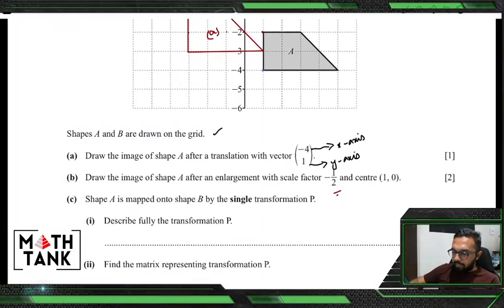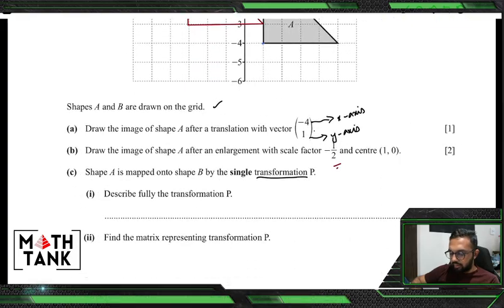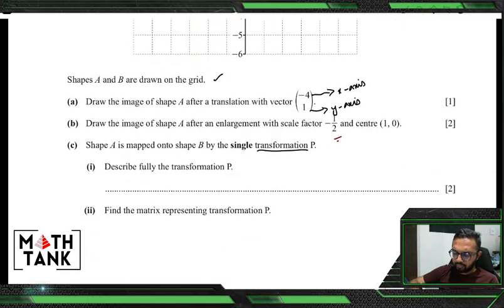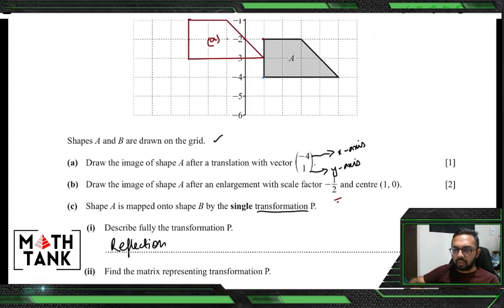Then it says shape A is mapped onto shape B by the single transformation P. Describe fully the transformation P. So when I am describing fully the transformation P, I am looking at these two shapes. Now, since it's inverted like that, that tells me that a reflection has happened. So the first thing that I'm going to write is a reflection. Now, since it's a 2-mark question, you got that 1 mark. What is the next mark for?